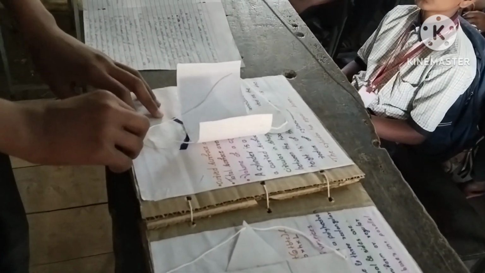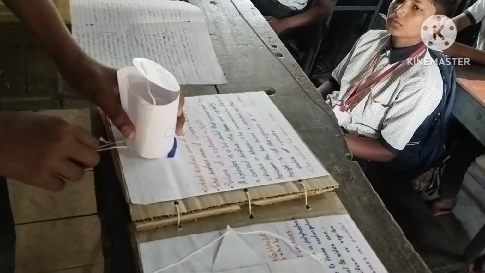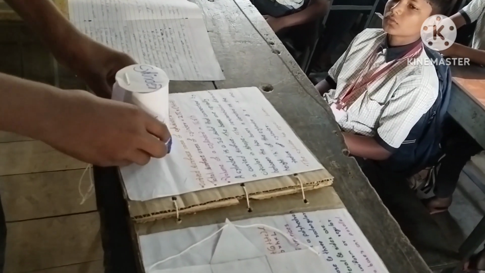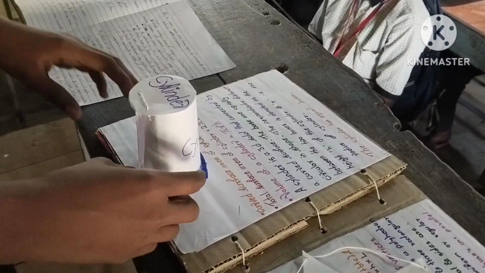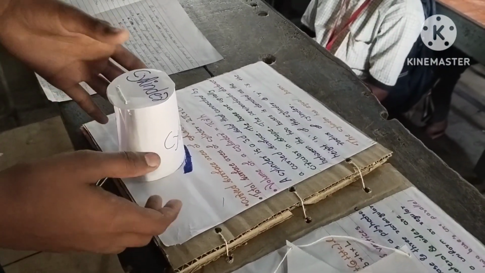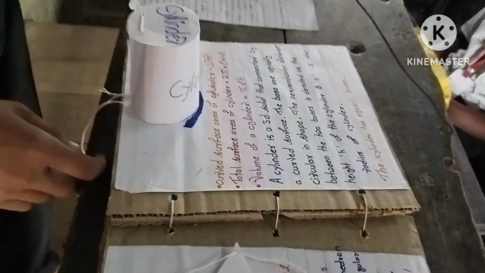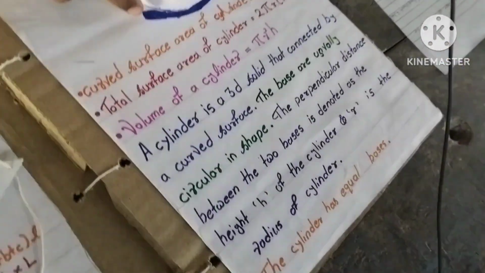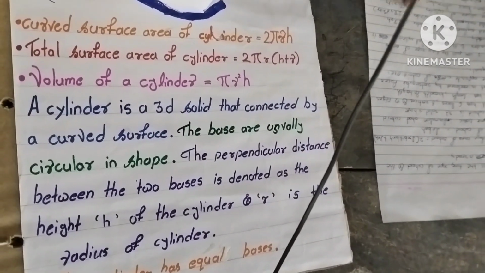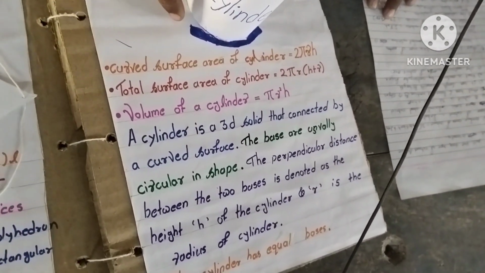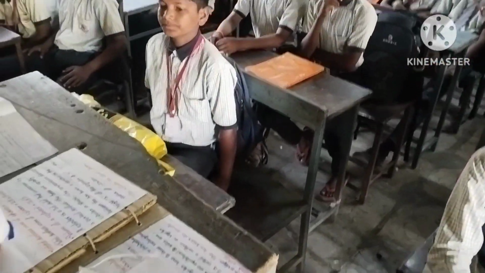Then this is the cylinder. When I pull the rope of the cylinder, the cylinder will be perfectly made. This is the curved surface area of the cylinder, and these are the two parallel bases of the cylinder. The curved surface area of cylinder is equal to 2 pi RH. Second, the total surface area of cylinder is equal to 2 pi R multiply H plus R. Third, the volume of cylinder is equal to pi R square H.